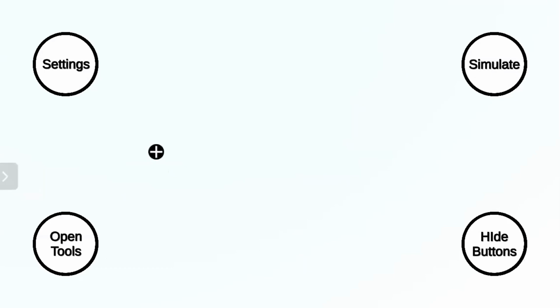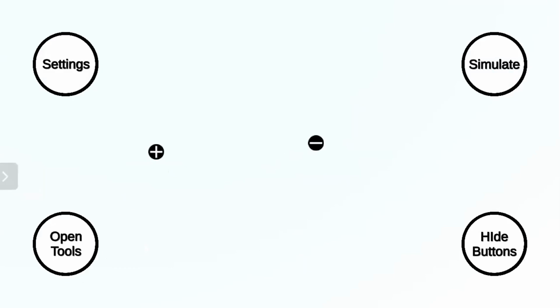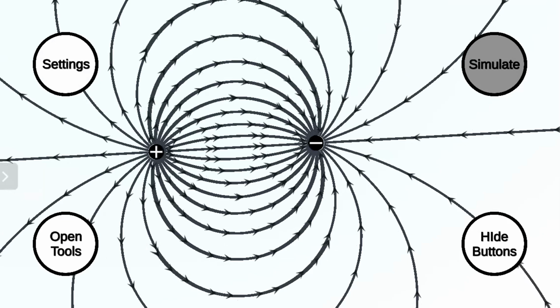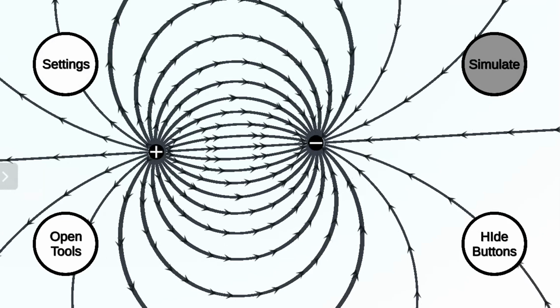I put one positive charge here. I put one more negative charge here. I simulate. Okay, this is the concept of dipole. I am having one positive charge and one negative charge. See what's actually happening.